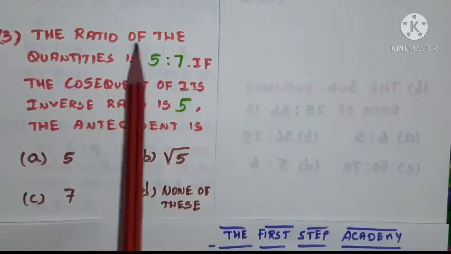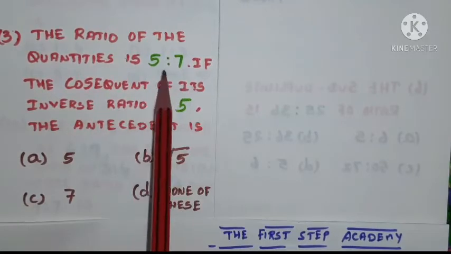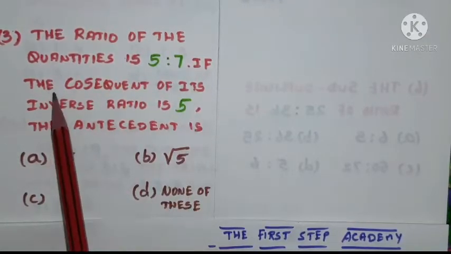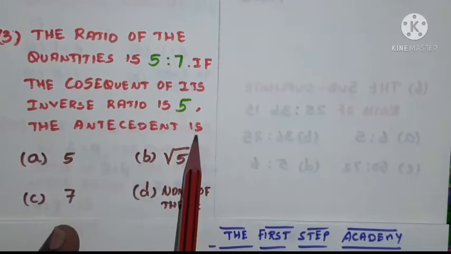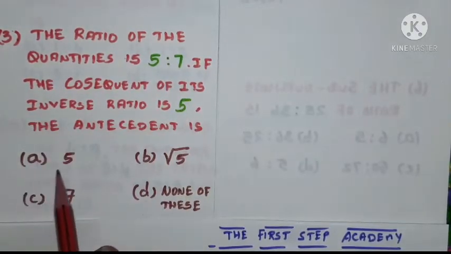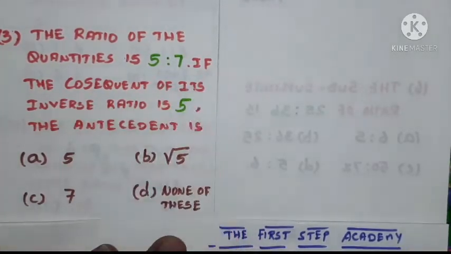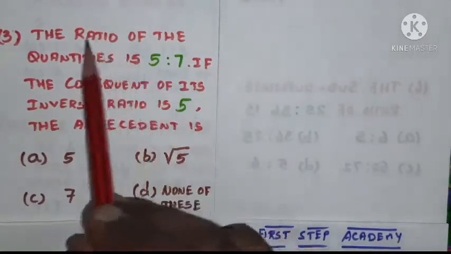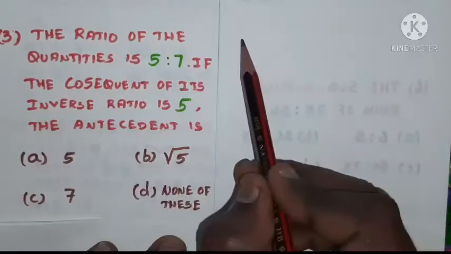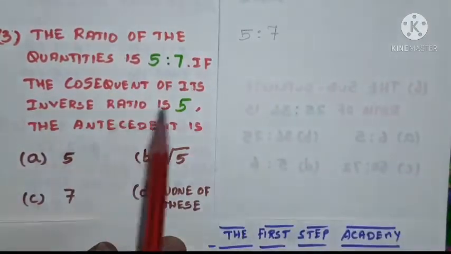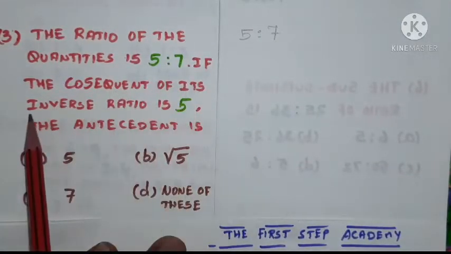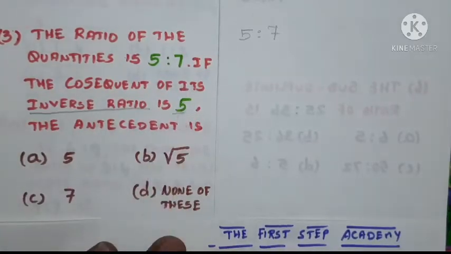We'll go to the third problem. The ratio of the quantities is 5 is to 7. If the consequent of its inverse ratio is 5, what is the antecedent? The given options are option A 5, option B square root 5, option C 7, option D none of these. So look here: the ratio of the quantities is given as 5 is to 7. Am I right? If the consequent of its inverse ratio is 5, that is the important part.